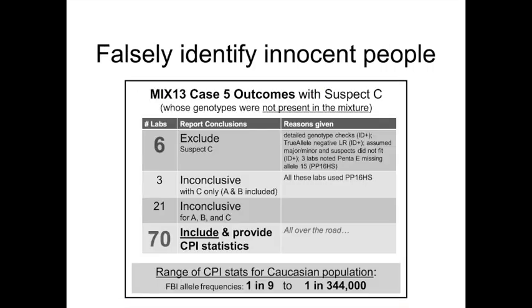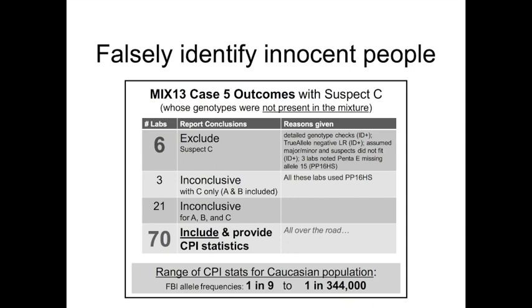In fact, NIST continued with its study, and in 2013, they did a larger study with different mixtures. This was a 3-person mixture, and there were about 100 labs at this time reporting on the results. 70 of them thought that somebody was there who wasn't there. They falsely included them. 70% got the answer completely wrong and might have convicted an innocent person. Only 6 of the labs out of 100 properly excluded.